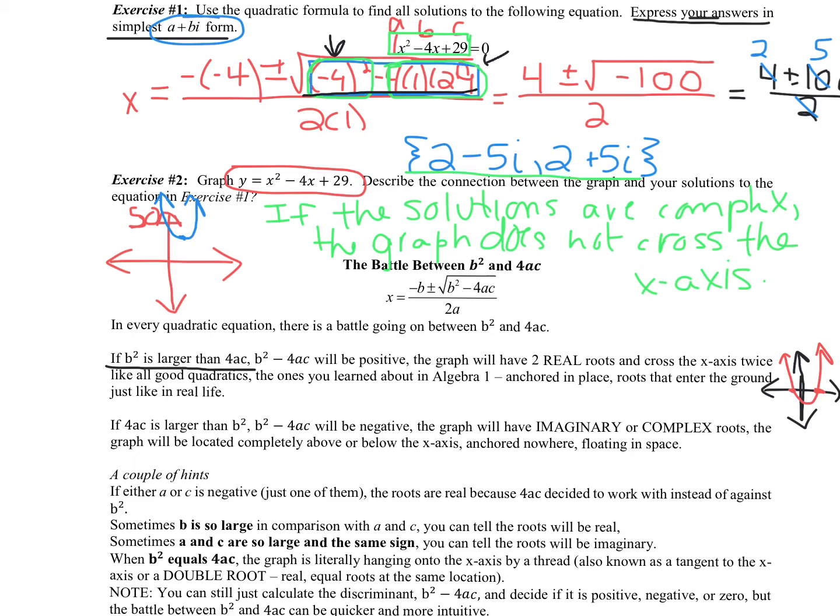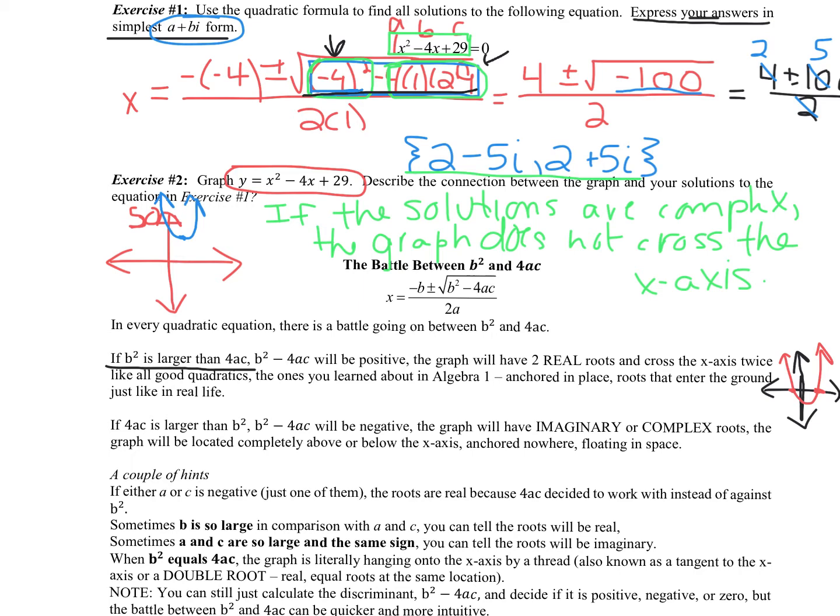So that would have been back on my equation if this number had been bigger, like maybe if I had 12 squared, right? 12 squared would be bigger than 4 times 1 times 29, and then this would have been positive, right? That discriminant would be positive, and I would have had those two real roots.